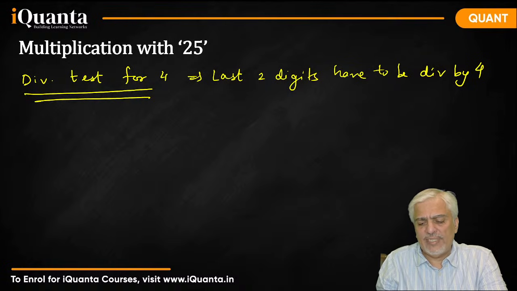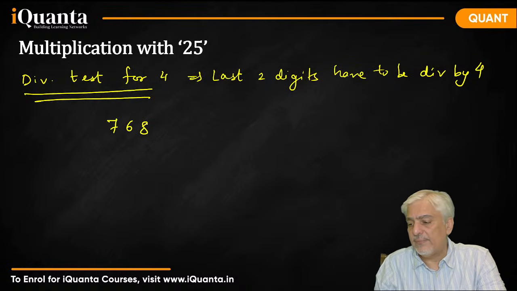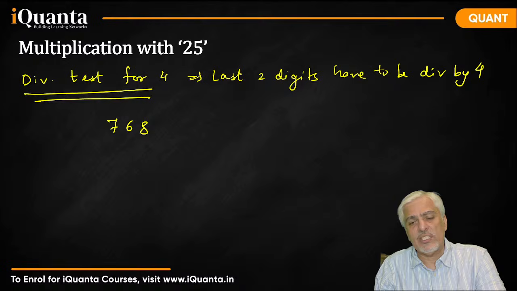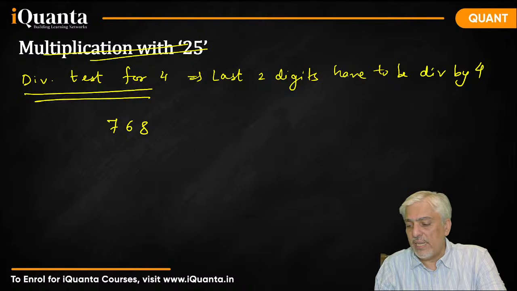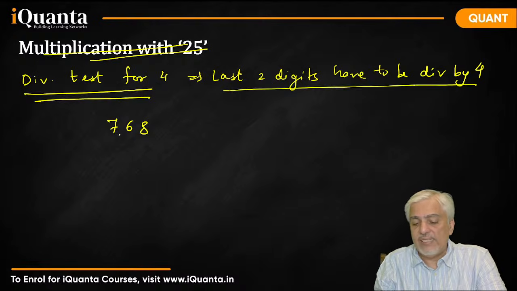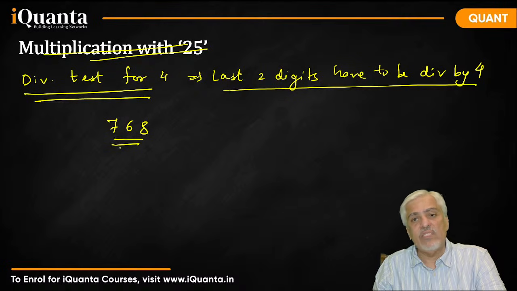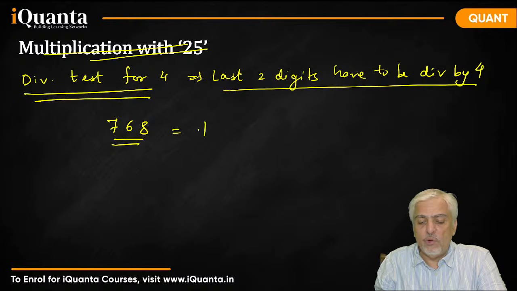Now, just for example, suppose I give you a number like 768. Is 768 divisible by 4? Forget multiplication by 25 for now. Niharika, you are wrong. Divisibility test for 4 is last 2 digits have to be divisible by 4. There is only one rule. Is 768 divisible by 4? It is divisible by 4. Start dividing. 4 ones are 4. 4 nines are 36 and 2.